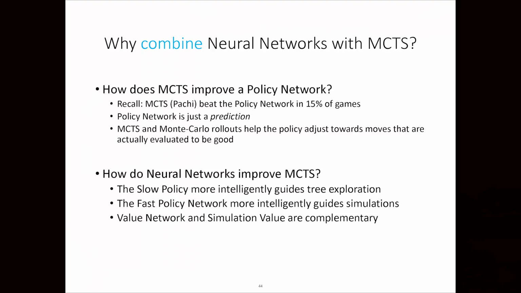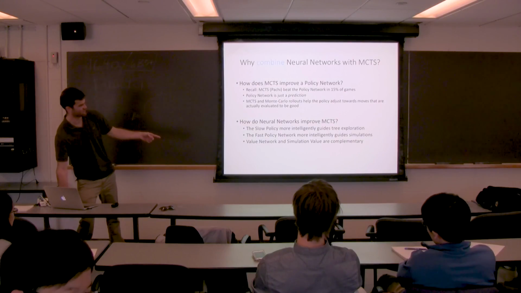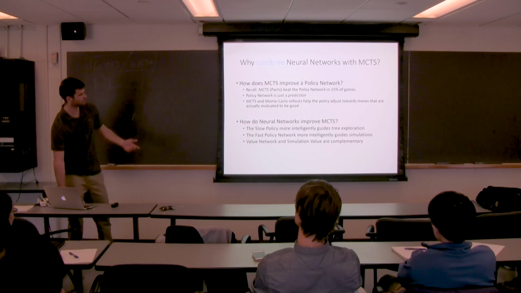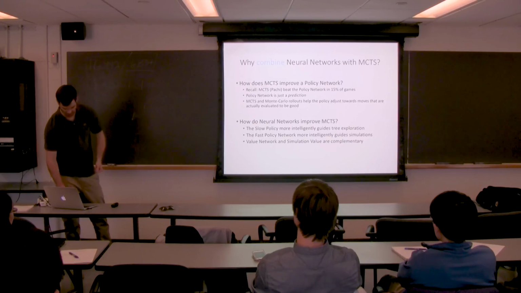And then how do neural networks improve MCTS? This point should probably be clear by now. We're able to more intelligently lead our tree exploration. Our simulations are more reflective of actual games, and the value network and our simulation value are complementary, which I mentioned before. Just to highlight that, the value network is going to give us a value that reflects as if we played the slow policy the whole time, and the simulation is if we use the faster policy. So they kind of are complementary.